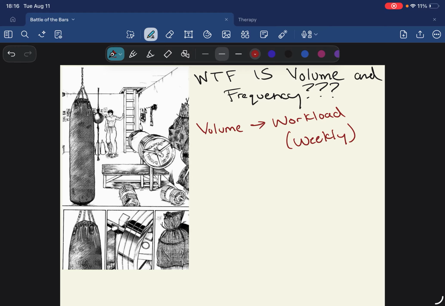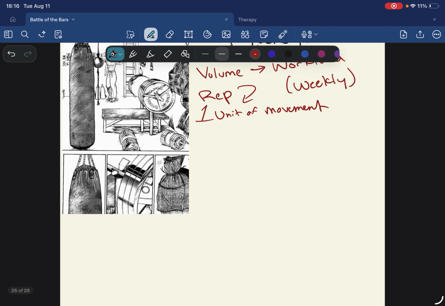So a set, real quick. Actually, first let's go over a rep. A rep is essentially just like one unit of movement. Right, unit movement. All right. I'll give you guys an example. Let's take a push-up, for example.